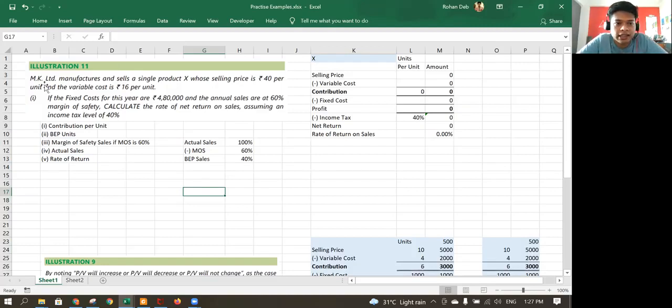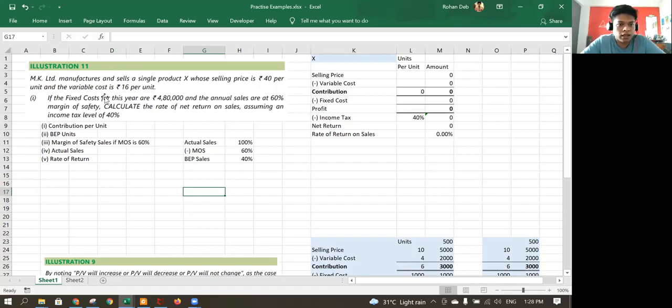MK Limited manufactures and sells a product whose selling price is 40 and the variable cost is 16 rupees per unit. Fixed cost is 4,80,000 and the annual sales are at 60% margin of safety. Calculate the rate of return net of sales assuming income tax. For this purpose, we are skipping the income tax part because this has not been done in class. I'm hoping that this won't come. But other than that, rate of return on sales can come.